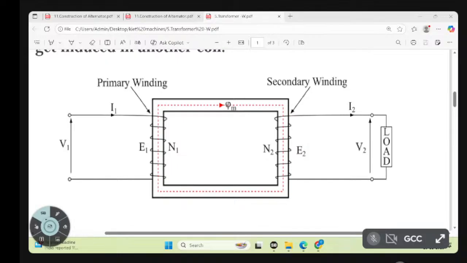Okay, the input terminals, that is called primary winding. After the transformer, another winding is available. So this winding is called secondary winding. How can you define primary winding? The winding which is connected to supply is known as primary winding.